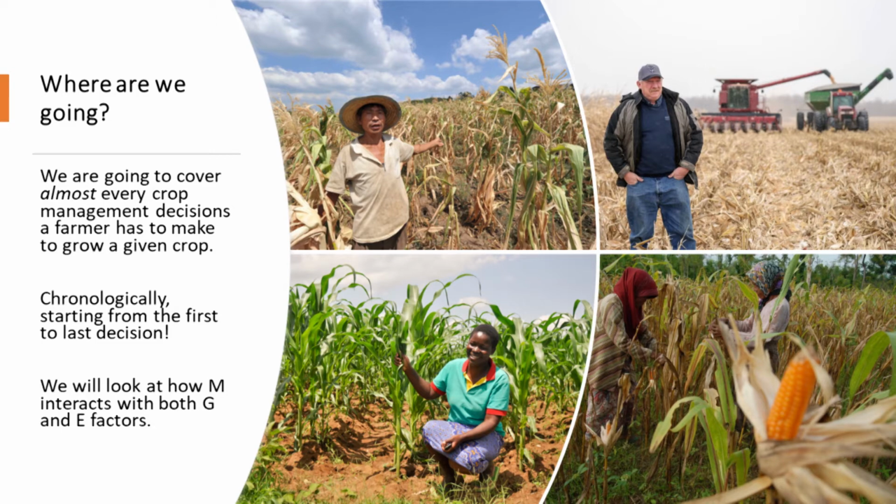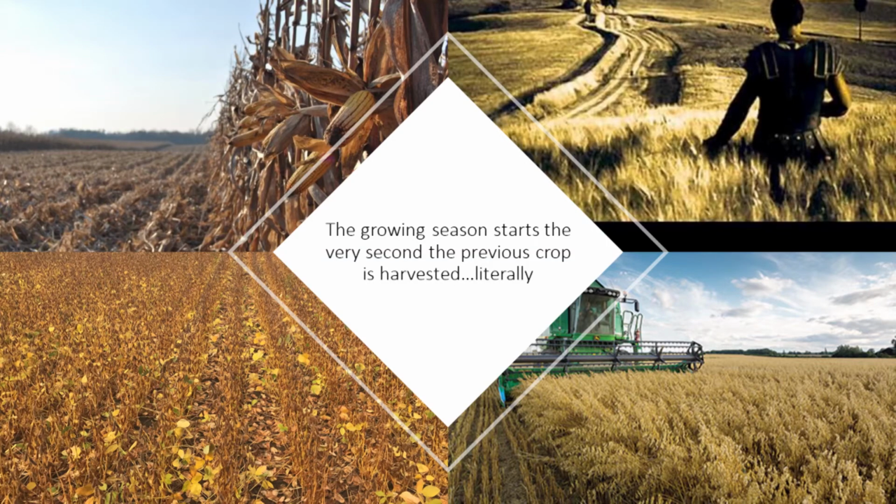Now, you might think the first decision starts around planting, but it really does not. In fact, the first management decision, and I'm not being hyperbolic here, I'm not exaggerating, the first management decision a farmer makes when growing a crop starts the second they're harvesting the previous crop. So why do I say that it starts the second the previous crop is harvested? It has to do with residue. That's the answer. Now, what do I mean? Let me explain this a bit.